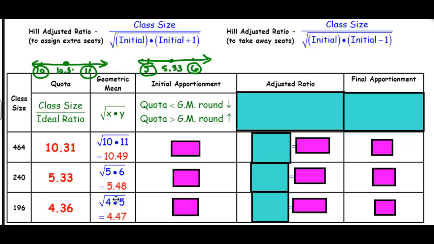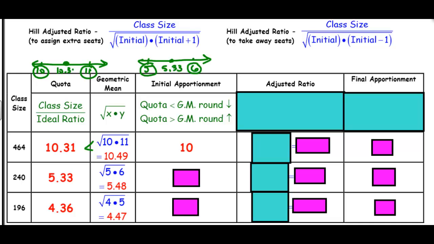Alright, so let's compare the first one. So this first one here, we have 10.31 and we've got 10.49. So 10.49 is greater. So if you look here, my quota is less than my geometric mean, so we would need to round down. We round down to the lower value, so we'll round down to this lowest one. If we were rounding up, we would have rounded up to 11.